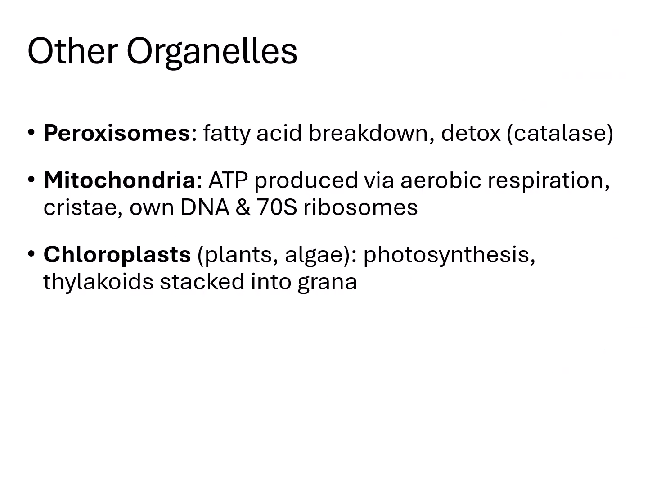Eukaryotic cells also contain peroxisomes, and these break down fatty acids, and they can also neutralize toxins using enzymes such as catalase. So catalase can actually break down hydrogen peroxide so it doesn't damage cell membranes.